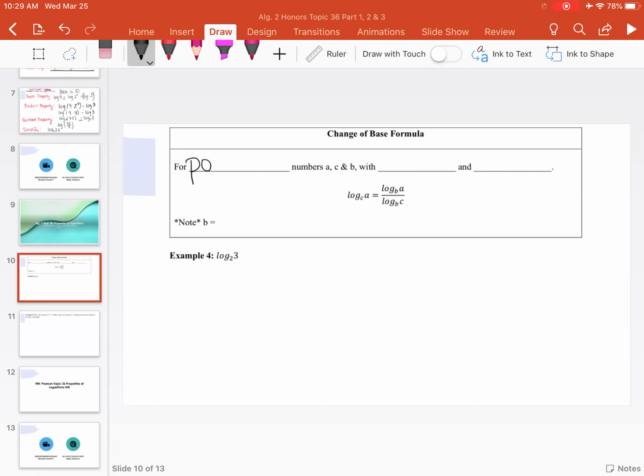For positive numbers, again, because logarithms deal with positive numbers, A, C, and B, with C not equal to 1 and B not equal to 1, we have the formula log base C of A is the same thing as log base B of A divided by log base B of C. And note here that our log base B is log base 10. So this is a common log.